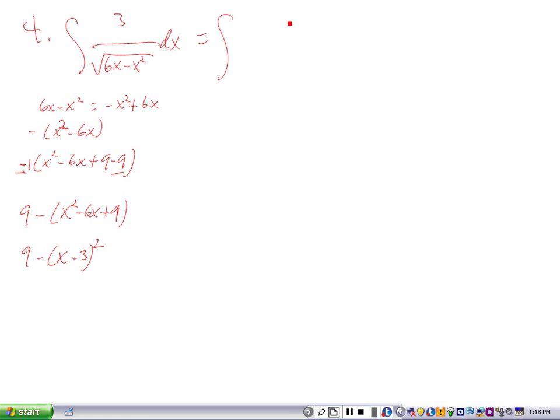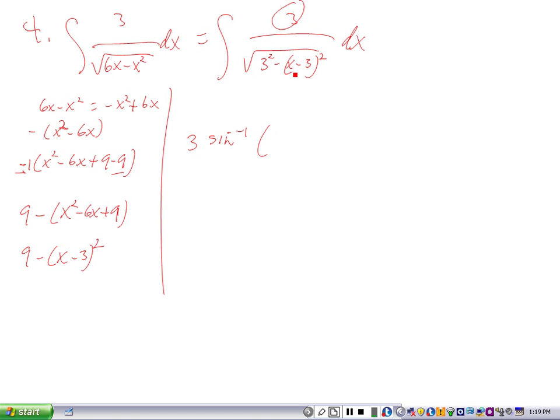So we come back up here, we plug that in. We have 3 all over the square root of 9, which is 3 squared, minus x minus 3 all squared dx. This is a known formula for the sine inverse. So this 3 is on the outside. This is 3 times sine inverse of this term divided by that. x minus 3 all over 3 plus c. Okay, be happy with that.